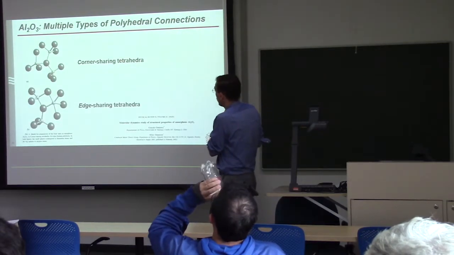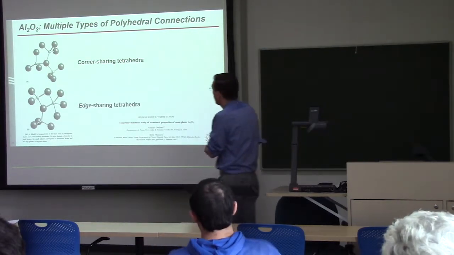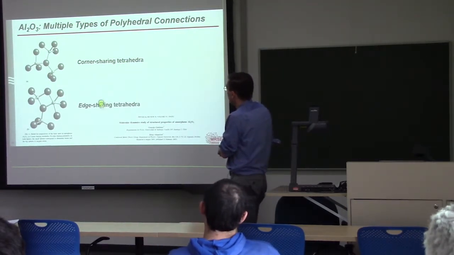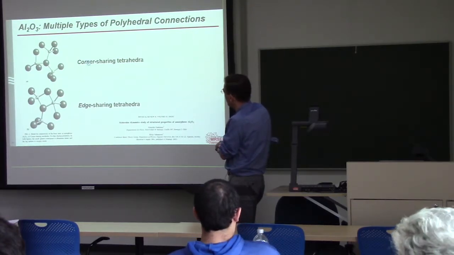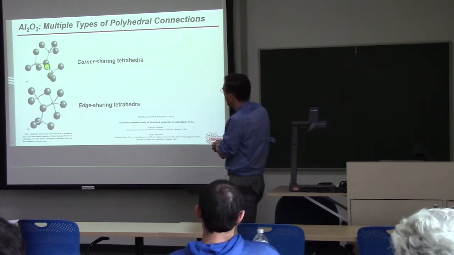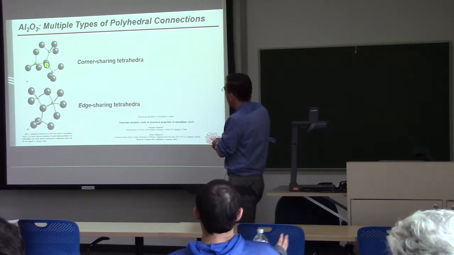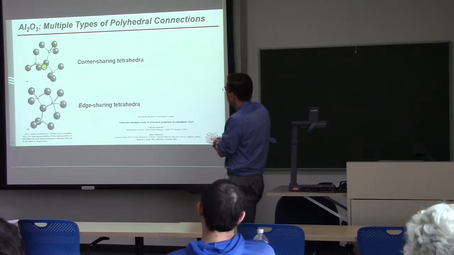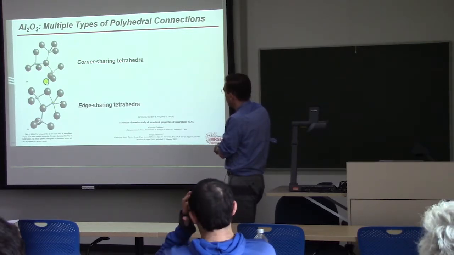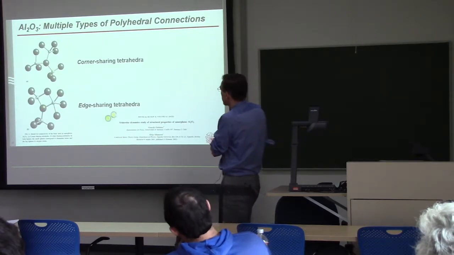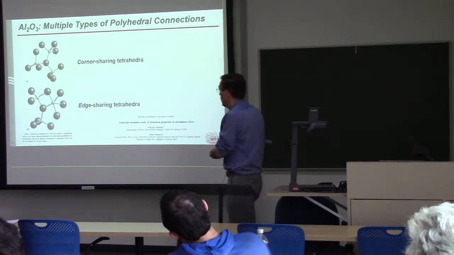In other glasses, like Al2O3, you don't have to have just corner sharing tetrahedra. You can have edge sharing tetrahedra. Can you see this here? Oxygen is the fat one, and the little one is the aluminum. Here, the aluminum-oxygen tetrahedra share a corner. Here, the aluminum-oxygen tetrahedra share an edge, and many of the properties of Al2O3 are defined by this type of geometric consideration.